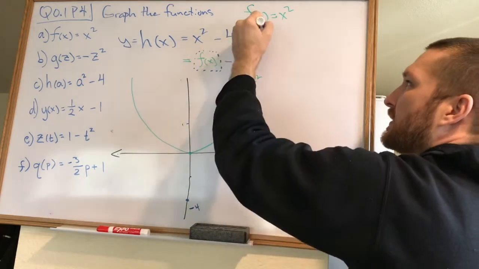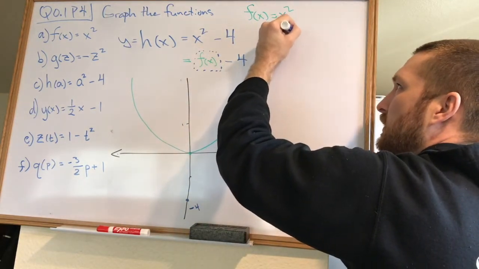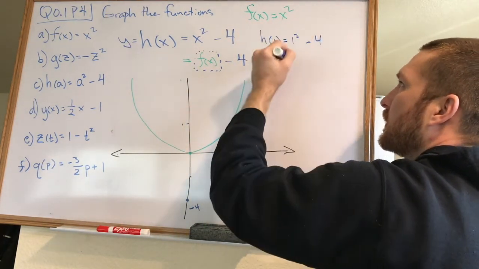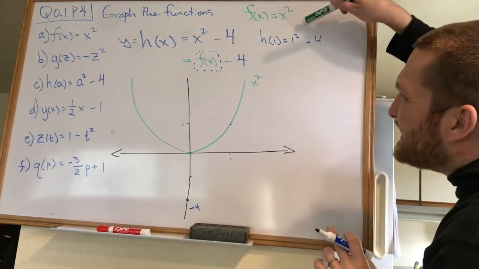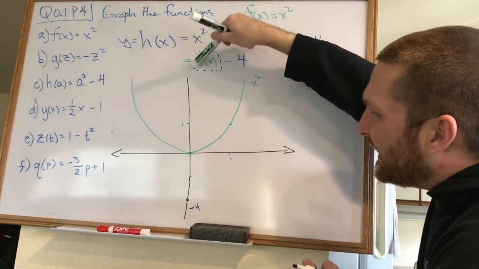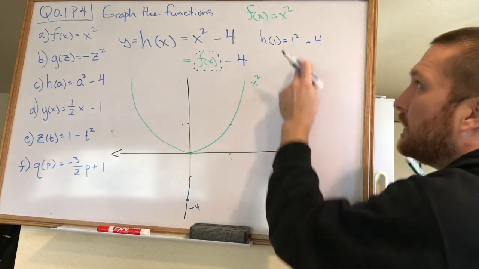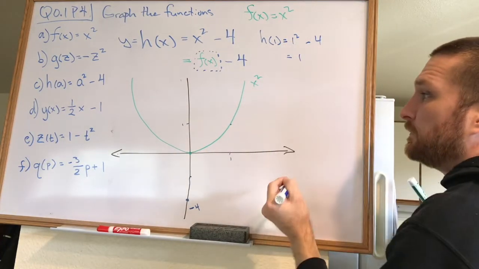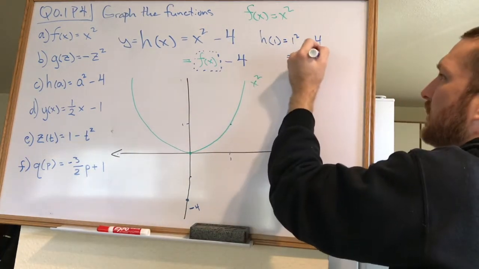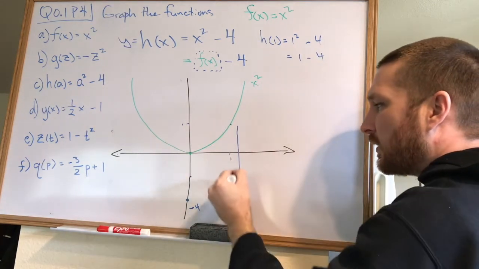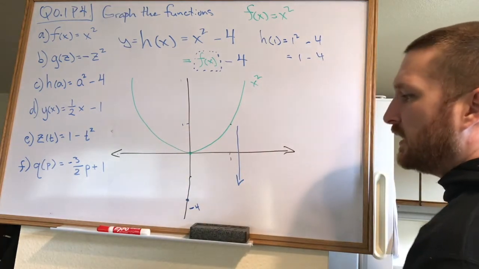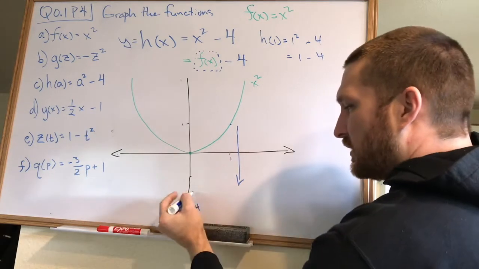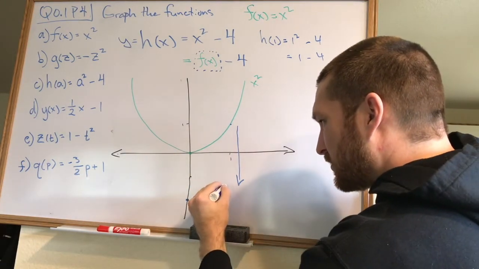So think about that. h of 1 would give me 1 squared minus 4. What did I just say? That's the same output as that guy, which would be up here at positive 1. And then we subtract off 4. We're bringing him down 4 units. So I guess down 4 units would bring him to minus 3.